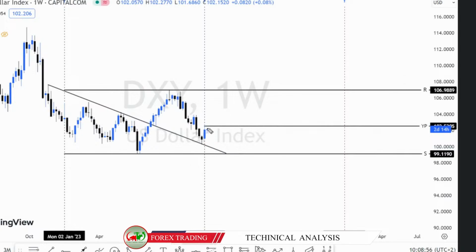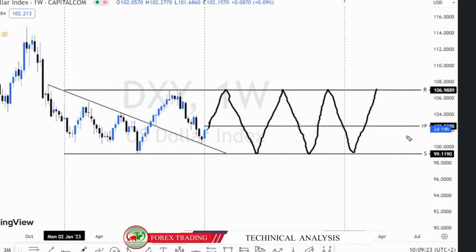So this means that if we get a close above this yearly pivot, this will indicate a possible push up, up to this resistance around 107. And if the dollar fails to break and close above this resistance, we can experience consolidation in this range.